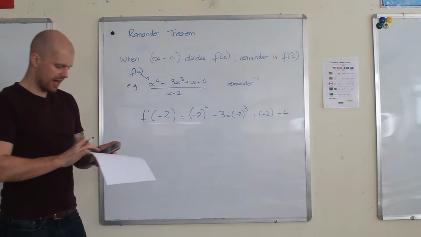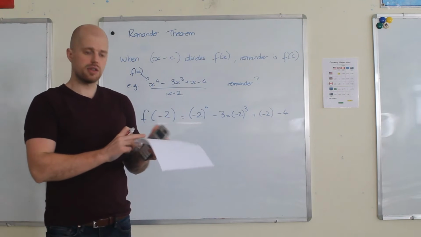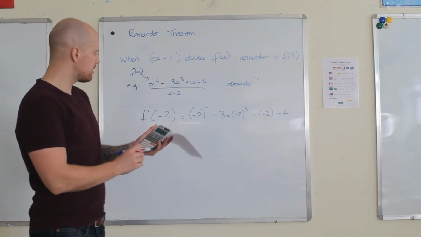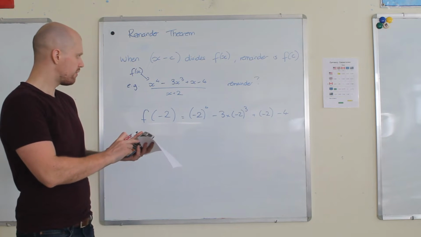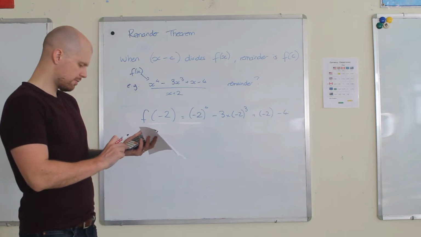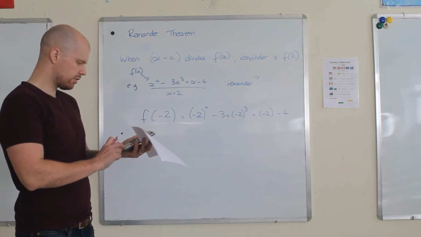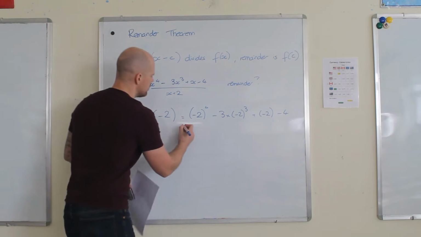Clearly what you need to do is be really careful. So what I would do is press minus 2 and press equals. That's now saved it as the answer. You can now just use the answer function. Answer to the power of 4, minus 3 times answer to the power of 3, plus answer, minus 4. And that gives you 34.